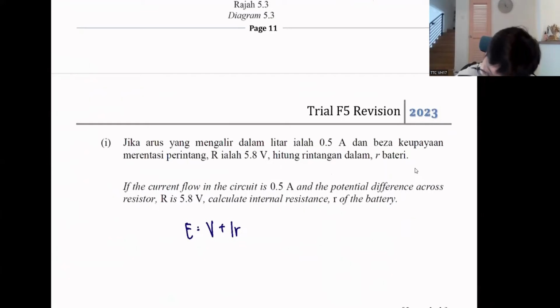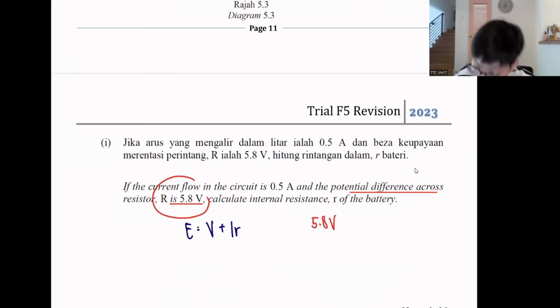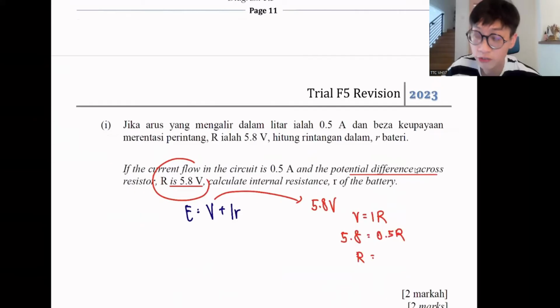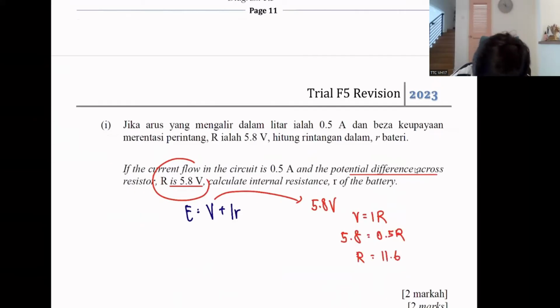Why? Because most of the time, if they give you the potential difference across the resistor R is 5.8 volt, you will realize that 5.8 volts is actually this V. So I can use V equals IR. This V is 5.8, your current is 0.5, times R. So my R, if I shift over, will be 11.6. Big R, right? They don't need me to find big R. Why am I calculating the big R?